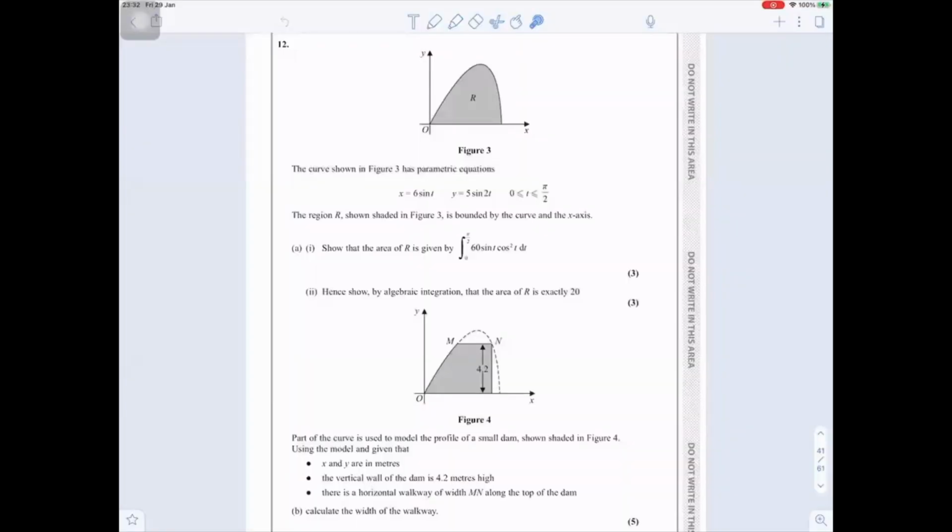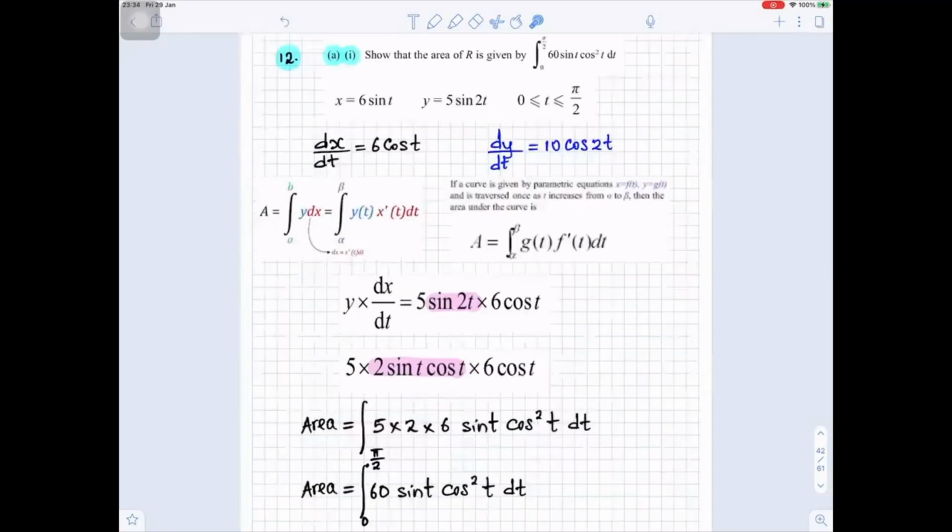Question number 12. The curve shown in figure 3 has parametric equations x equals 6 sine t and y equals 5 sine 2t. The region R, shown shaded in figure 3, is bounded by the curve and the x-axis. Show that the area of R is given by the integral from 0 to pi over 2 of 60 sine t cos squared t dt. So for question 12, what we want to do is find dx over dt.